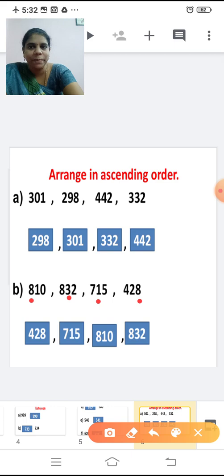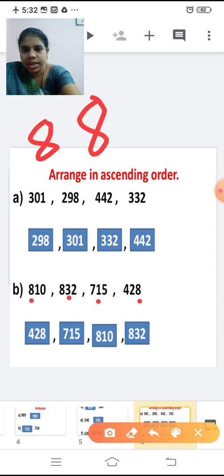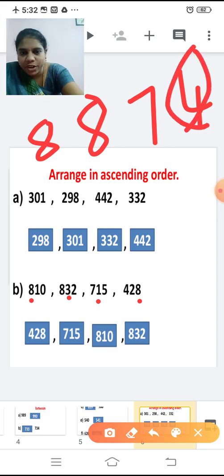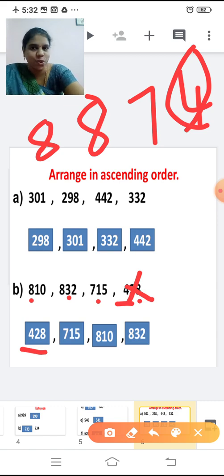See the digit at the hundreds place. In first number we have 8. Second number we have 8. Third number 7. Fourth number 4. Right? Now tell me which is the smallest? Yes, 4. So now 428 is the smallest number, right? So just strike it out, cross it out and write the number below. 428 is the smallest number.